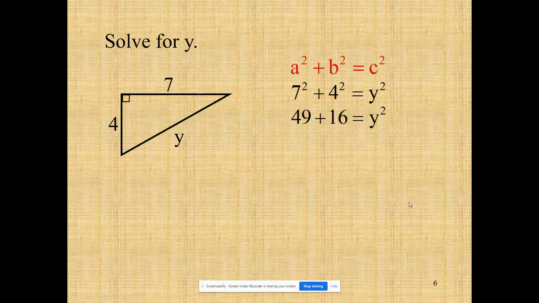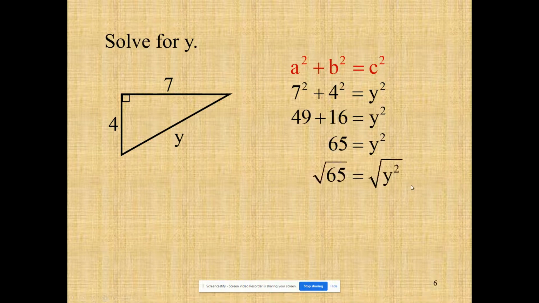So I'm going to multiply it. 7 squared plus 4 squared equals y squared. 7 times 7 is 49. 4 times 4 is 16. Y squared is y squared. Adding those two together, I get 65 equals y squared. Now I'm going to do the same thing as I did before. I need to get rid of that exponent. So to get rid of that exponent, I'm going to square root everything. I have the square root of 65 equals the square root of y squared.